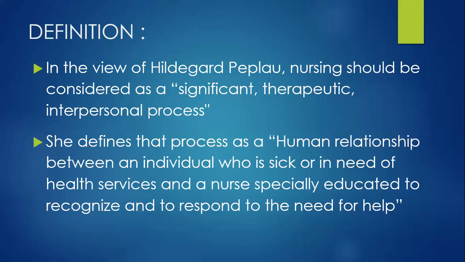This is a 2 marks question. They may ask you to define IPR. Human relationship between the individual who is sick, meaning the patient, or in need of health services. It is the human relationship between the patient and the nurse. That is, a human relationship between the individual who is sick or in need of health service and a nurse, specially educated to recognize the problem and respond to the patient's need or need for help. This is the meaning of this definition. This is a 2 marks question. Next class I will ask the definition of this IPR.